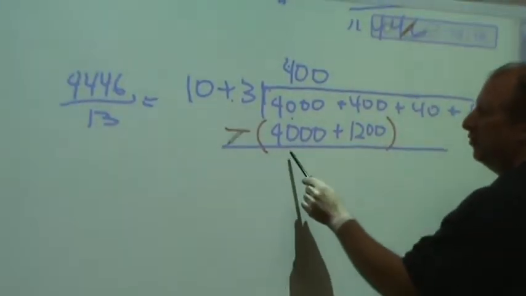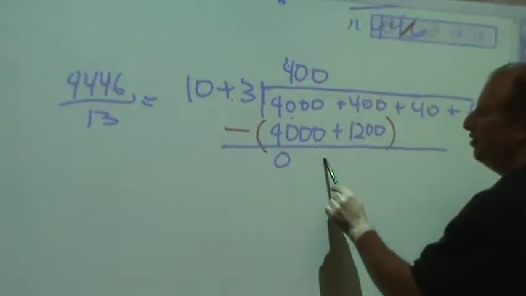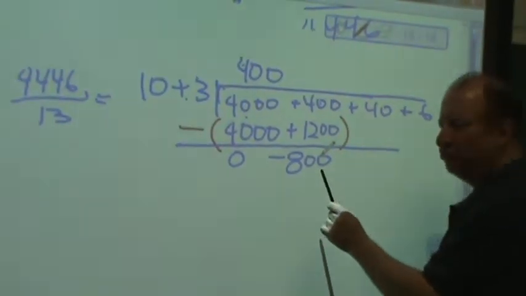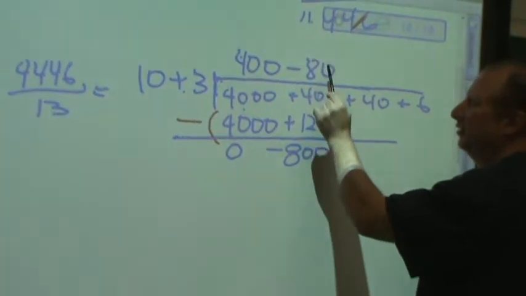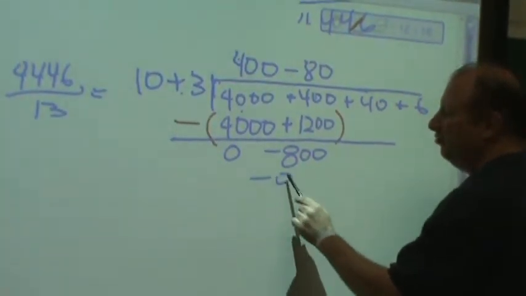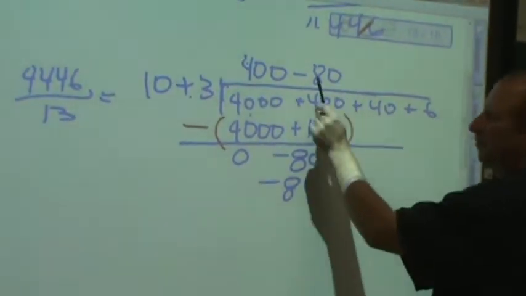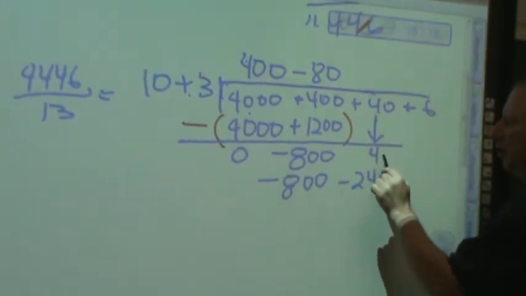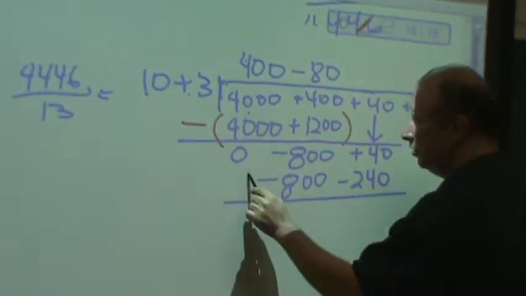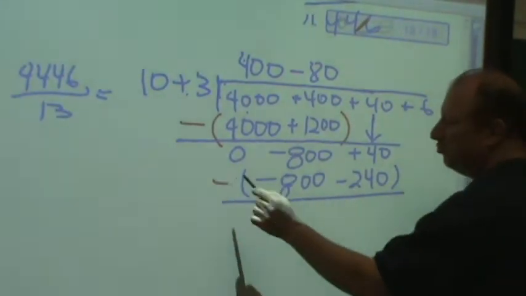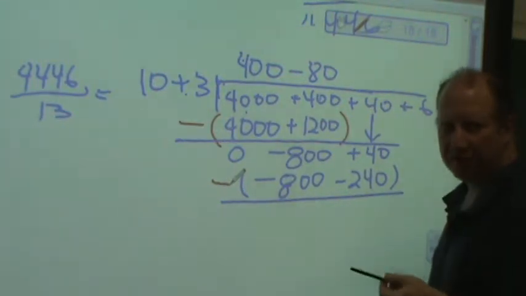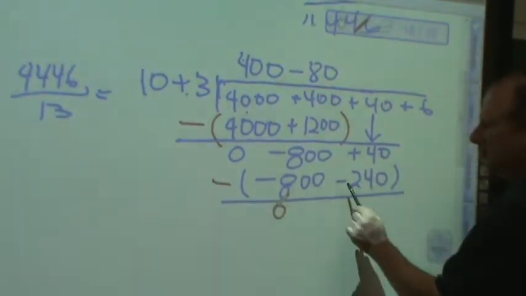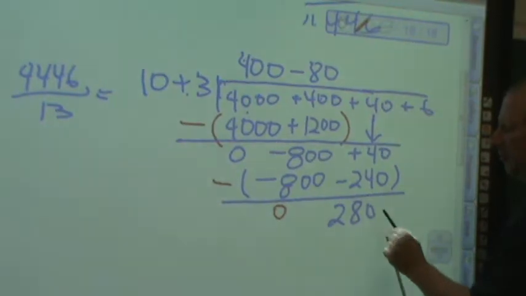4,000 minus 4,000 is 0. 400 minus 1,200 is negative 800. 10 goes into negative 800 negative 80 times. Negative 80 times 10 is negative 800. Negative 80 times 3 is negative 240. Again, I'm bringing down the 40. Again, like before, I subtract. Negative 800 minus a minus is a plus. Negative 800 plus 800 is 0. 40 minus negative 240 is 280, positive.